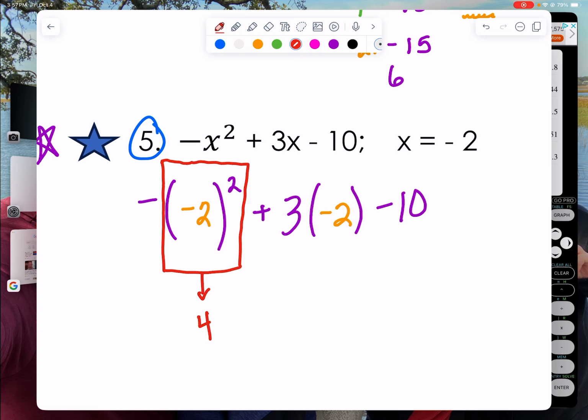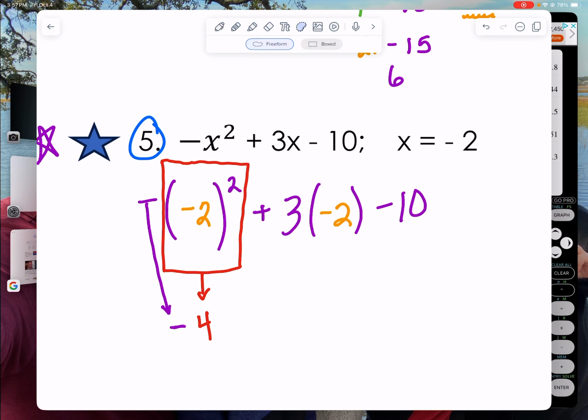But notice that I had a negative out front. I had a negative in front of my x squared. So I'm going to bring that negative down. Notice that anytime you square something, you always get a positive number. So if you have a negative in front of an x squared, that number is going to wind up being negative.